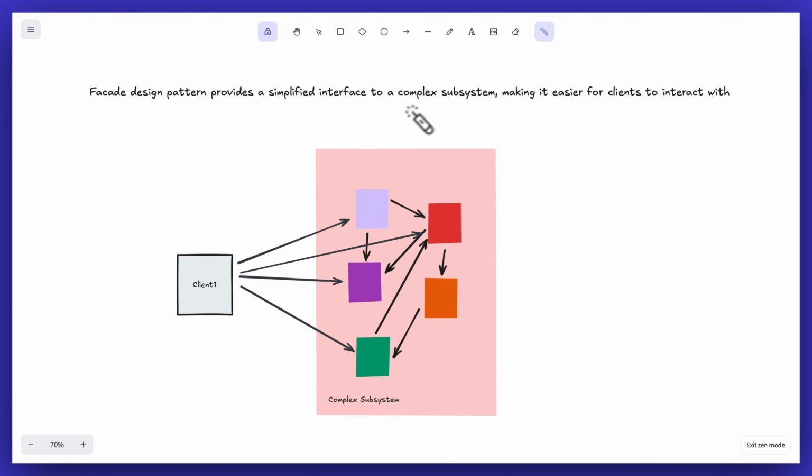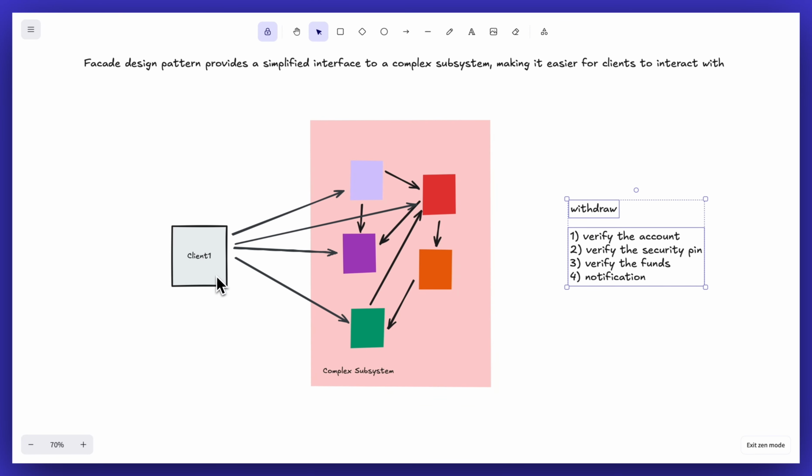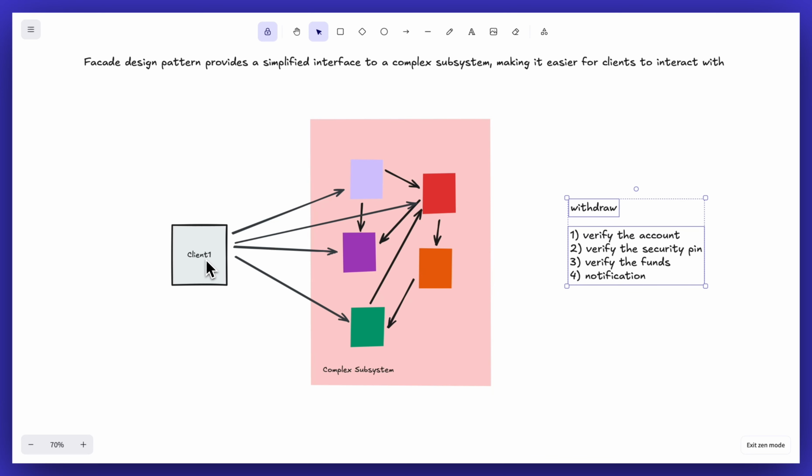Okay. So now that we know what a complex subsystem is, let's try to understand the facade design pattern with the help of one example. So assume that this client one wants to withdraw some money from the bank. In order to withdraw the money, it has to perform these 4 steps.